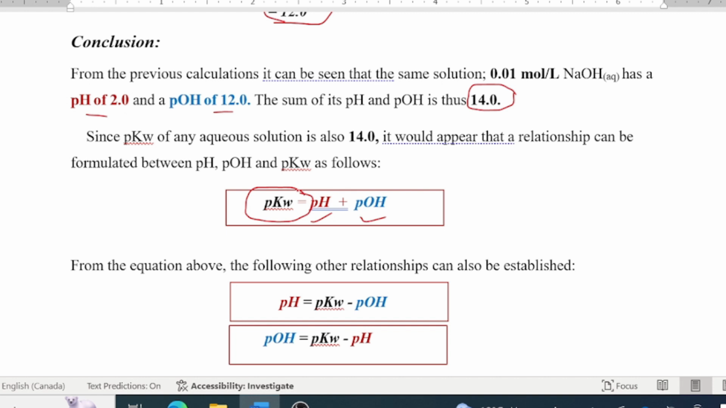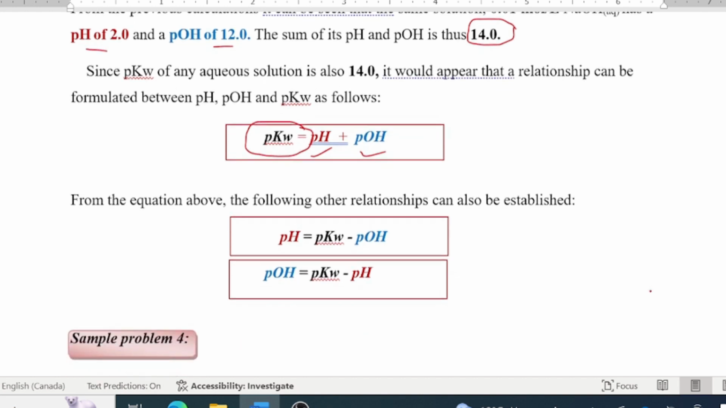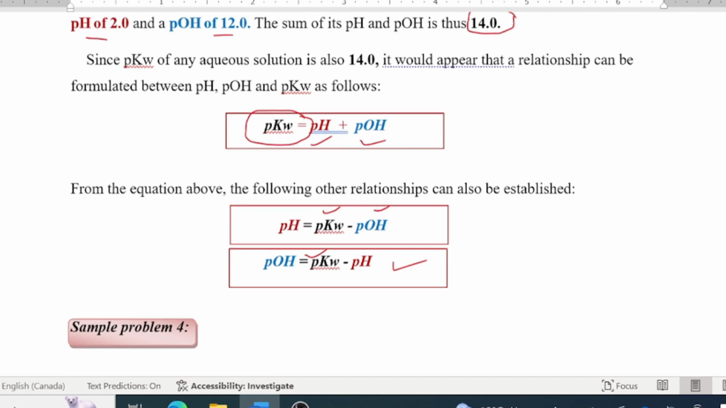So if you know pH, you can know what pOH is. If you know pOH, you can know what pH is. So pH will be equal to pKw, which is 14, minus your pOH. pOH will be equal to pKw minus pH. If you know these equations, problems become very easy for you to solve.